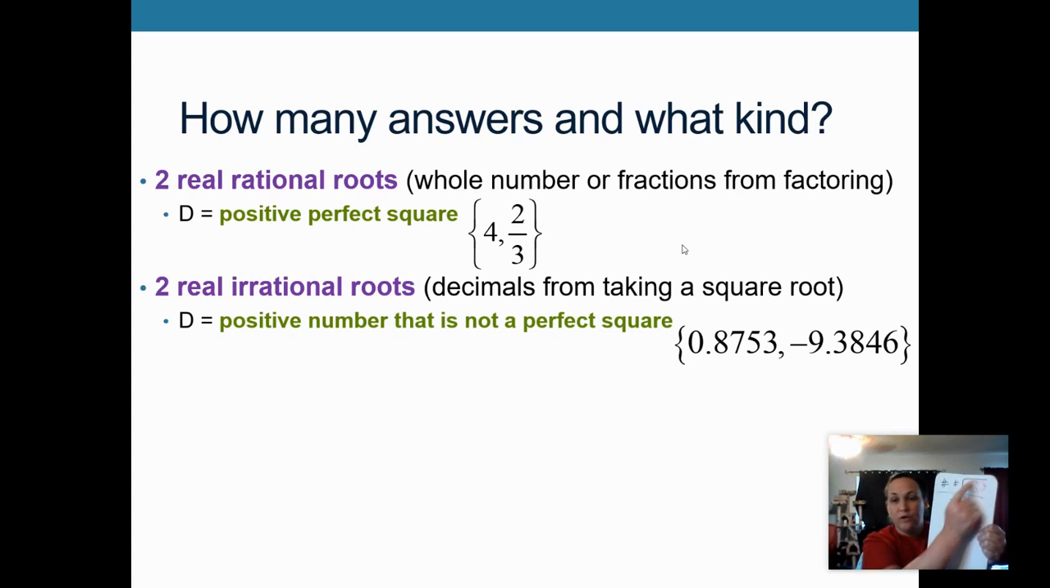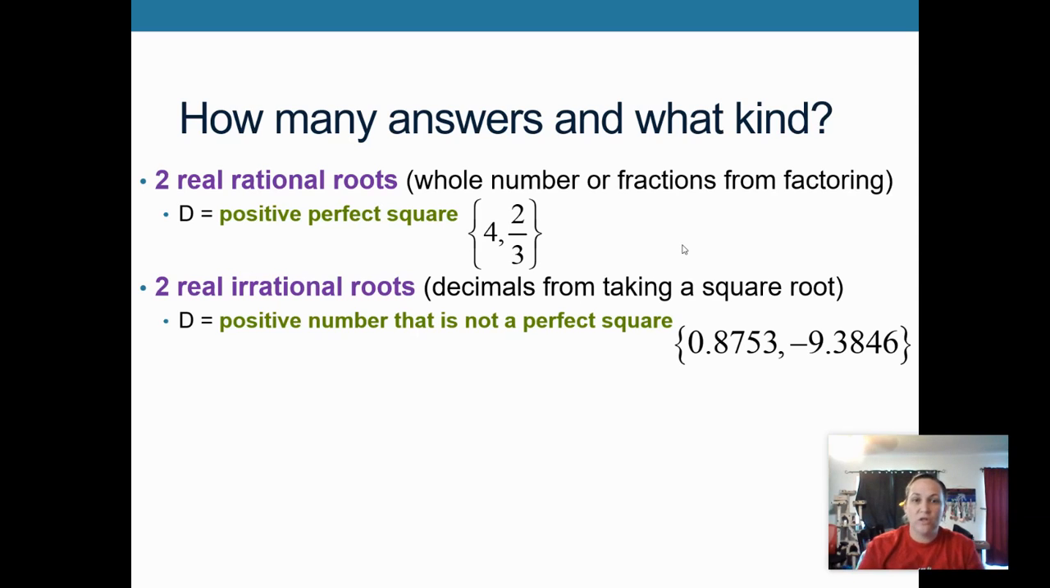So if this number underneath the square root is not a perfect square, you are going to get two answers, but they're going to be decimals and you're going to have to round. If it is a perfect square, then you should get either whole numbers or fractions. So that's our second scenario.